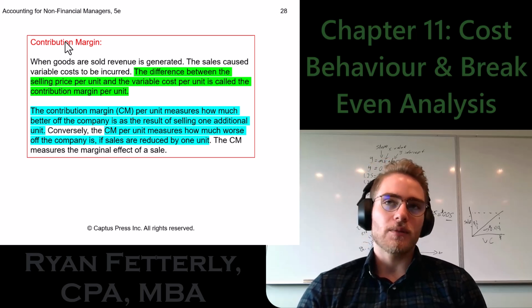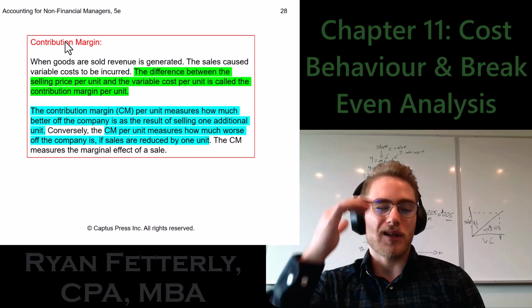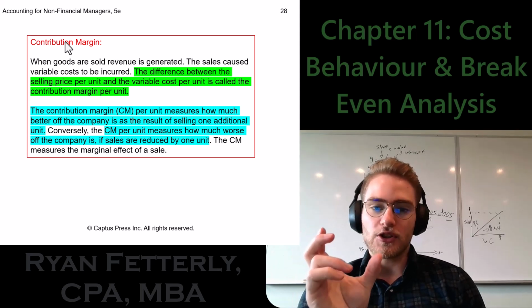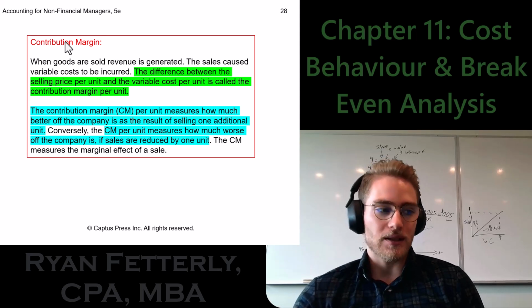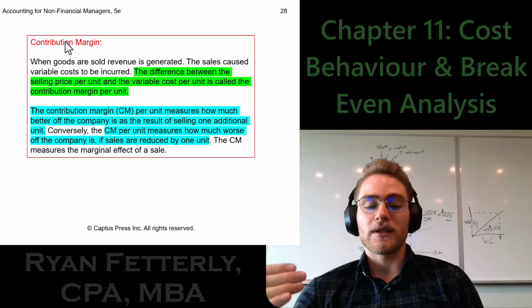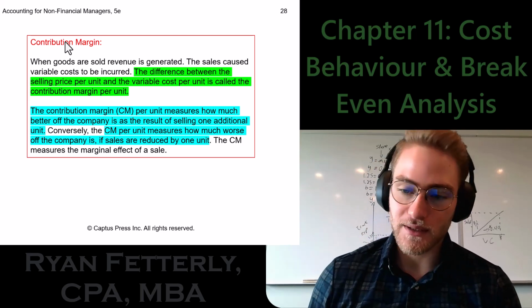The idea of the contribution margin is that when I take sales less my variable costs, I get the contribution margin. It's basically the margin left over to contribute to paying off my fixed costs. Then when I eventually do pay off my fixed costs, it starts contributing to my profit because I start exceeding my fixed costs.